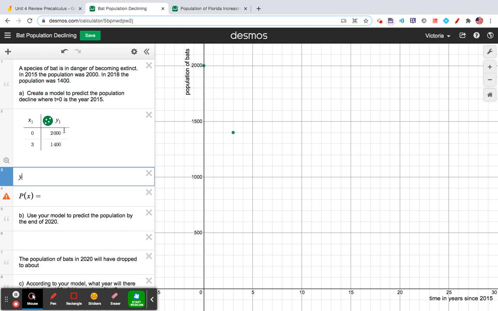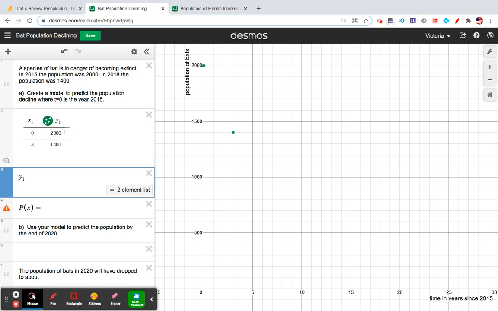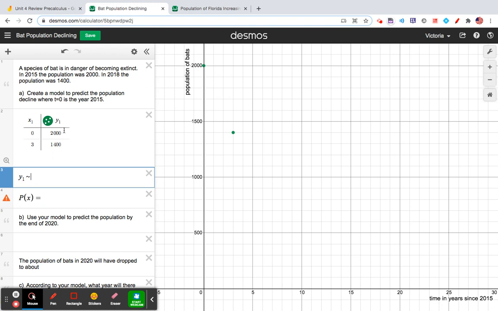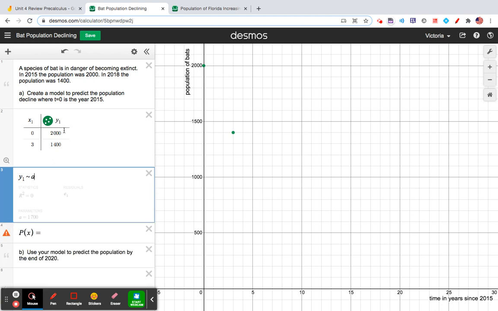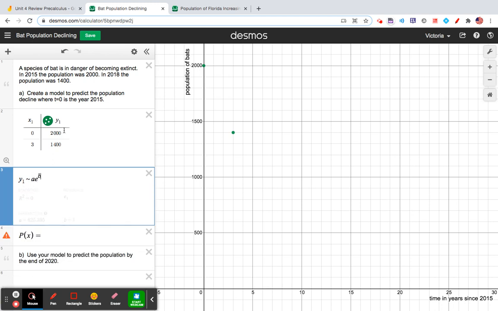Now when I type y, to get the subscript of 1, you could do shift dash, but you don't have to. With Desmos, you can just type the 1, and it drops down to the subscript area. Now we use tilde to let Desmos know we need a regression equation. Tilde is that squiggle right underneath the escape key, top left part of your keyboard. Now we need A, we need e raised to the power of B, and this is where we need x sub 1.